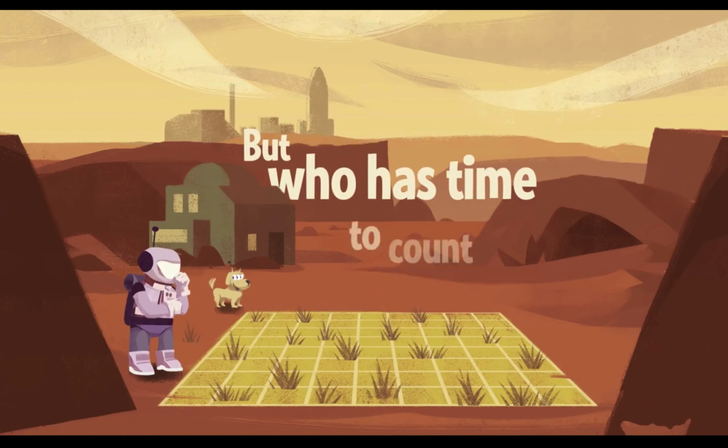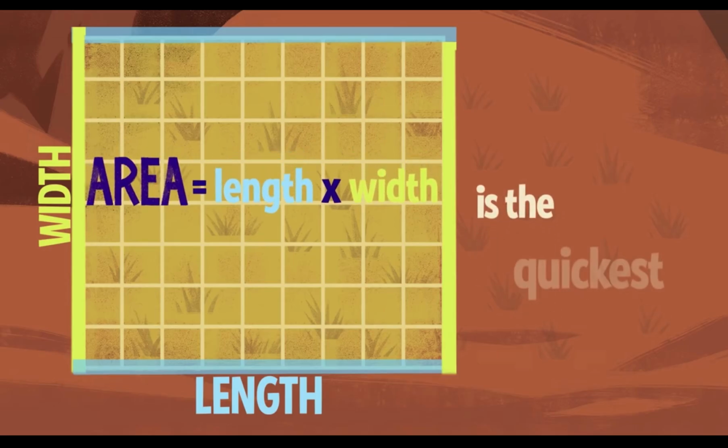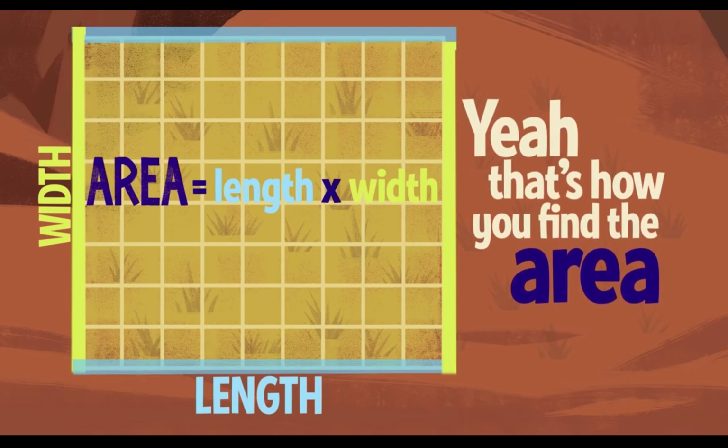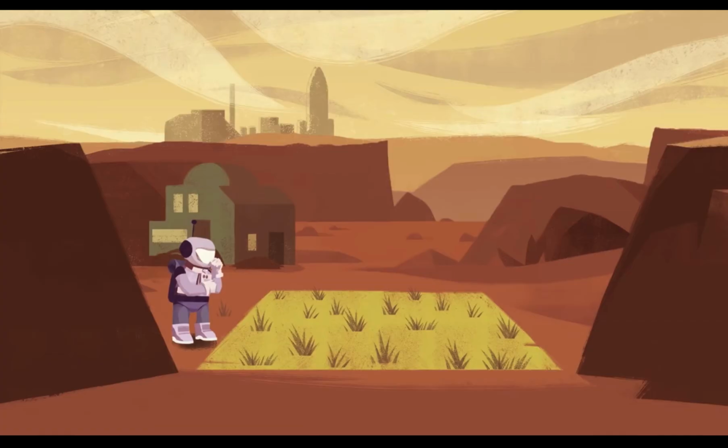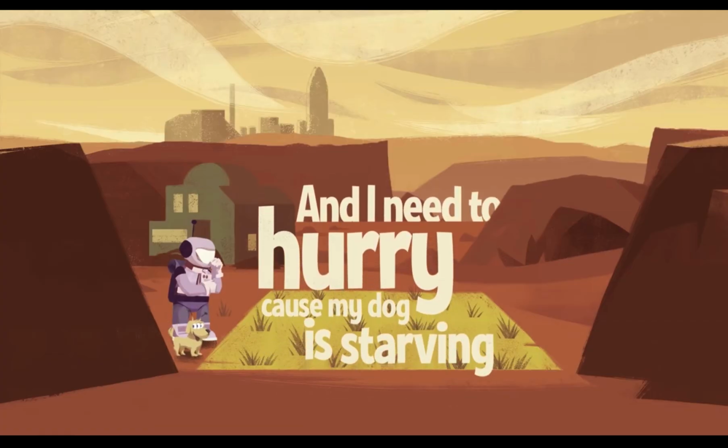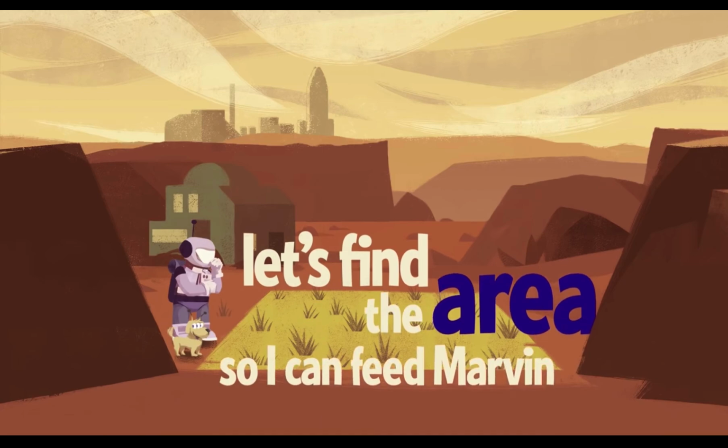Well, who has time to count squares? Length times width is the quickest way to get there. Yeah, that's how you find the area. A nice little formula that'll take care of ya. And I need to hurry cause my dog is starving. Let's find the area so I can feed Marvin.